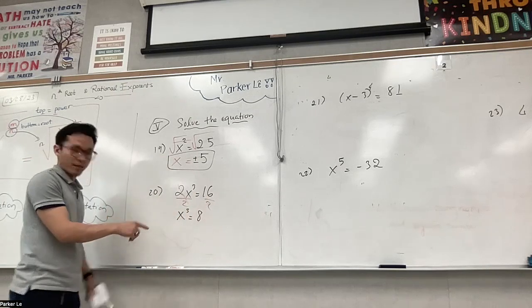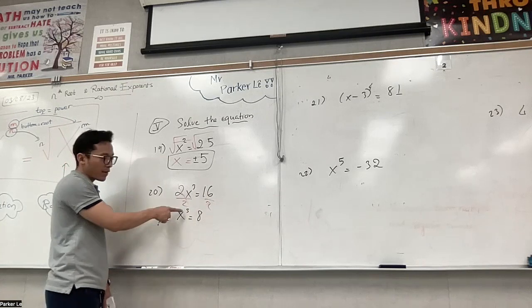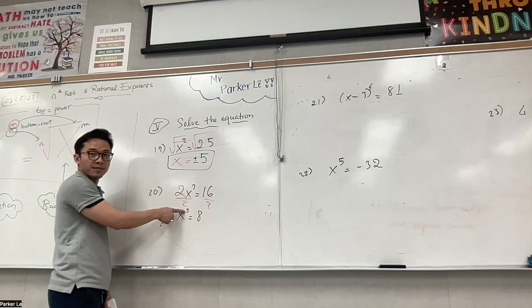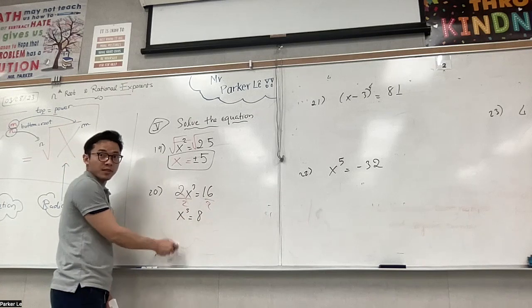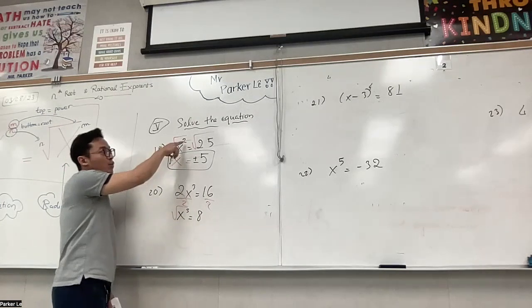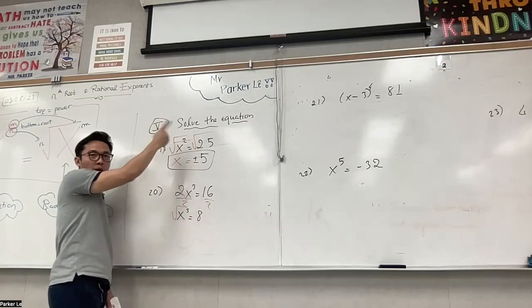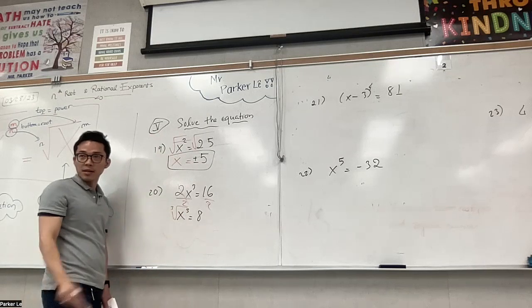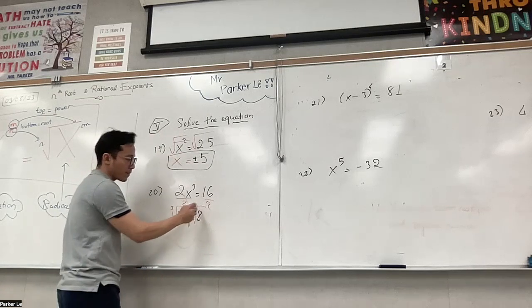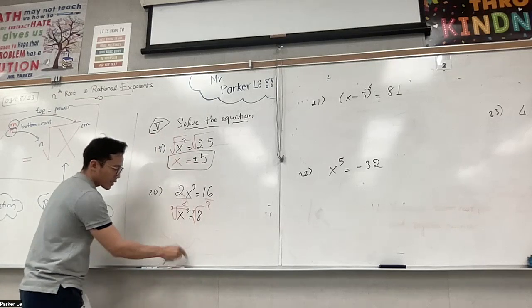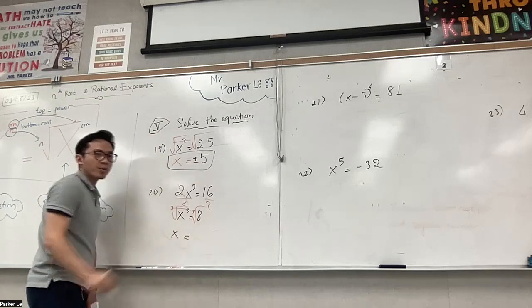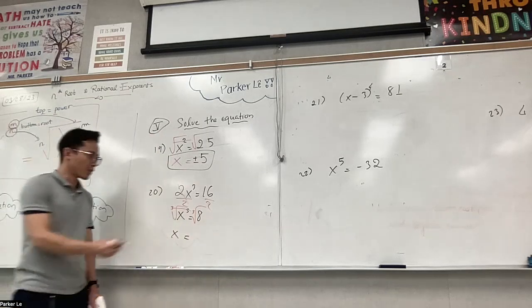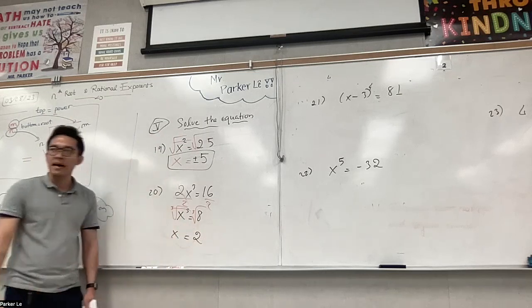Now what do you do next, Orlando? Continue. How can I get rid of the cube power? Cube root. You take the cube root. If you want to get rid of the square, you take the square root. If you want to get rid of the cube, you need to take the cube root, because cube root and the cube cancel out. So this cancels out, you have x. What is the cube root of 8? 2. Good. Do I have plus and minus here?